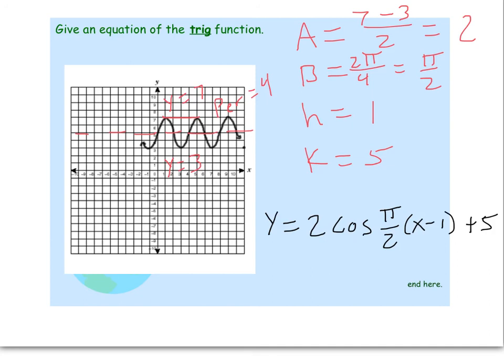Okay, just to summarize here, it's all about finding A, B, H, and K, but first, observe from your graph what is the max, what is the min, and what is the period. Okay, start with those 3 things.